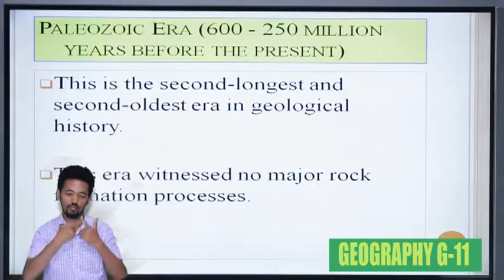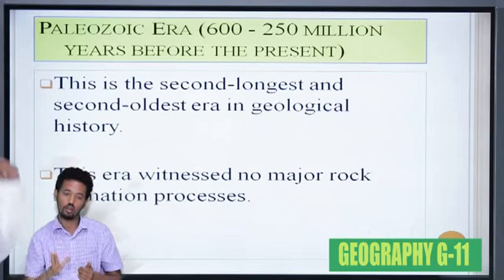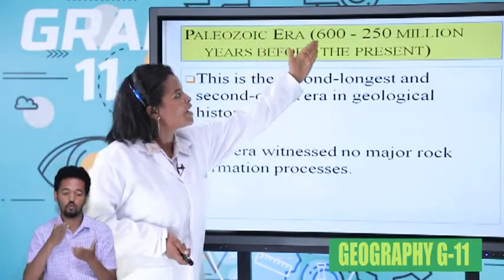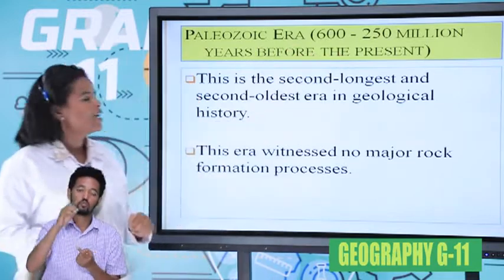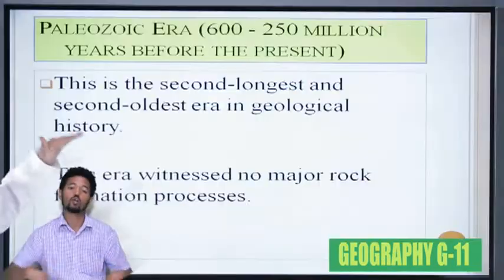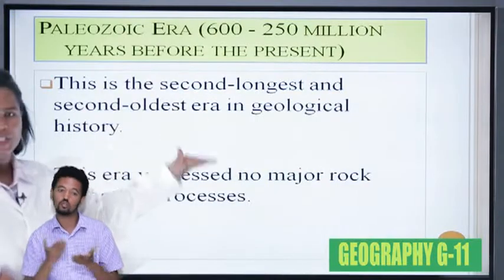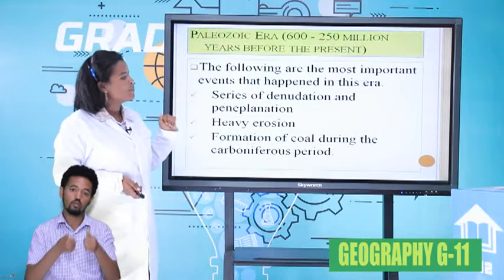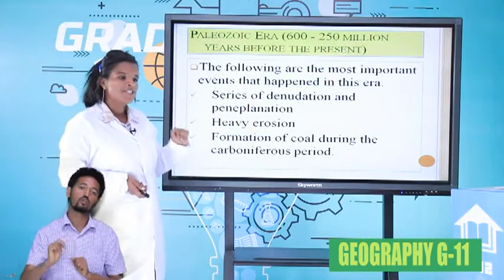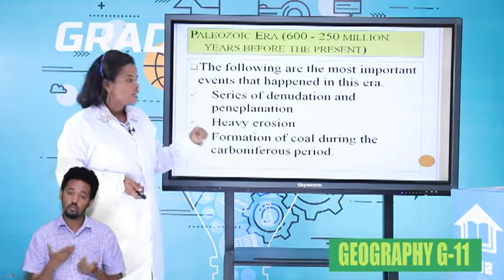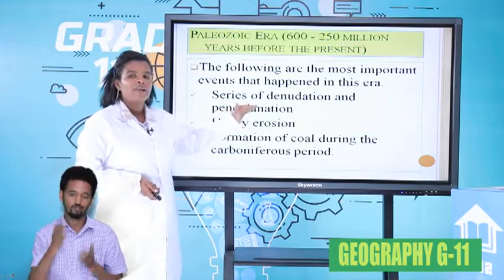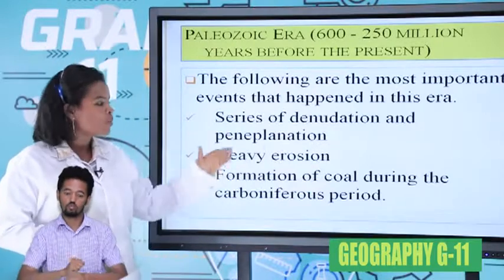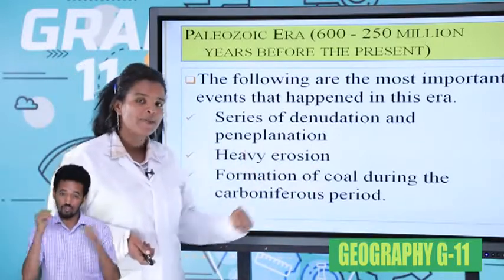The second and the oldest era is known as the Paleozoic Era. The age of the Paleozoic Era is between 600 up to 250 million years before the present. There is no significant rock formation during this time. The following are the most important events that happened in this era. These are a series of denudation and peneplanation of the land, heavy erosion, and formation of coal during the Carboniferous period.